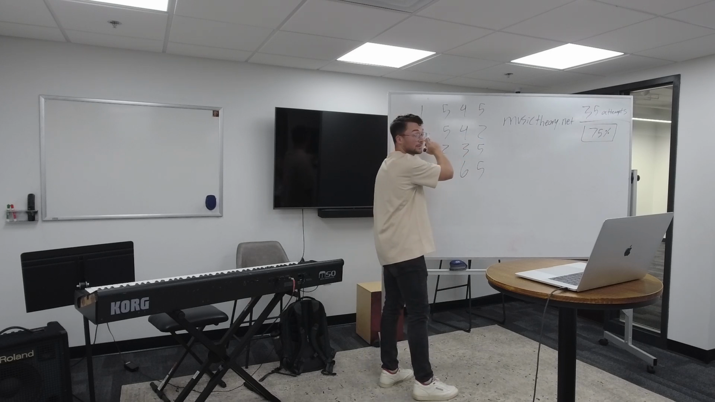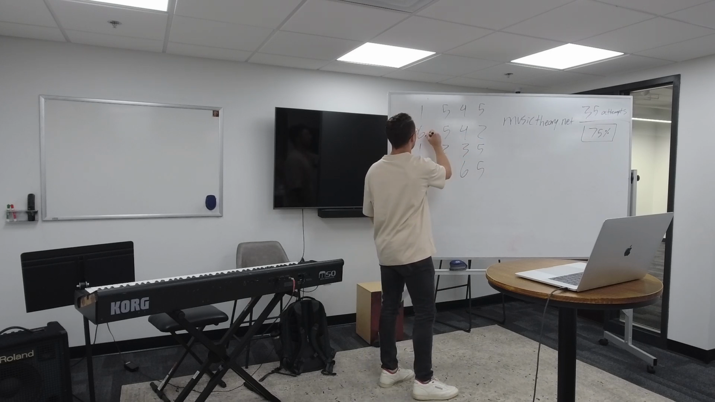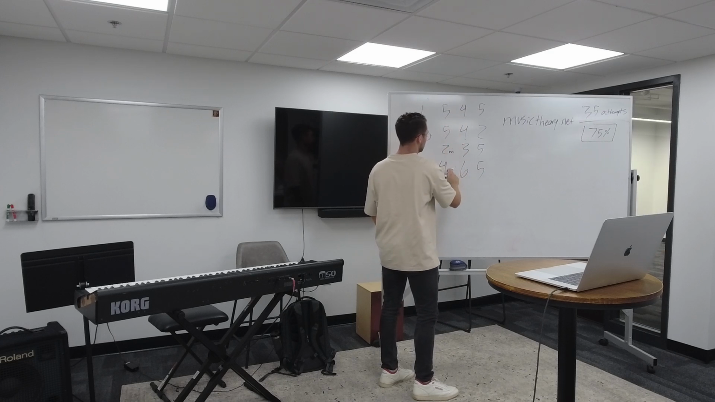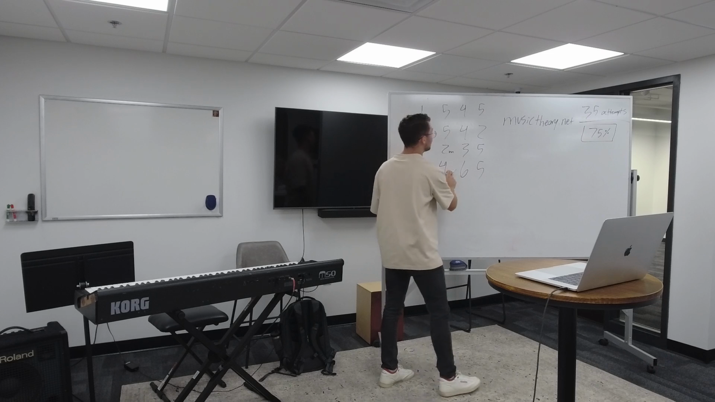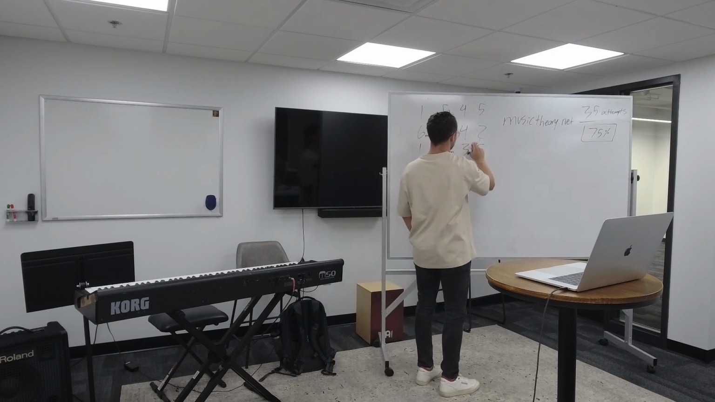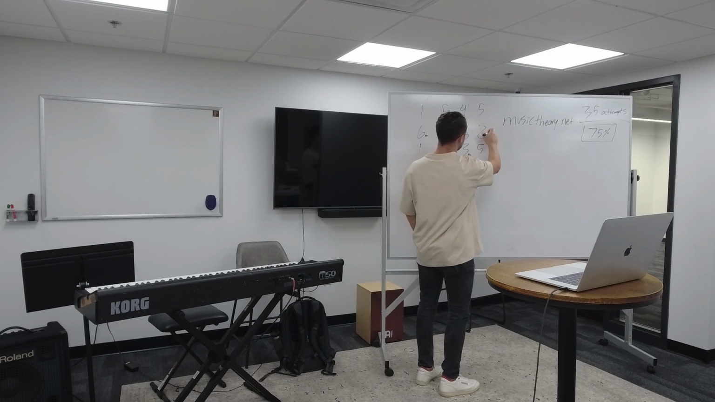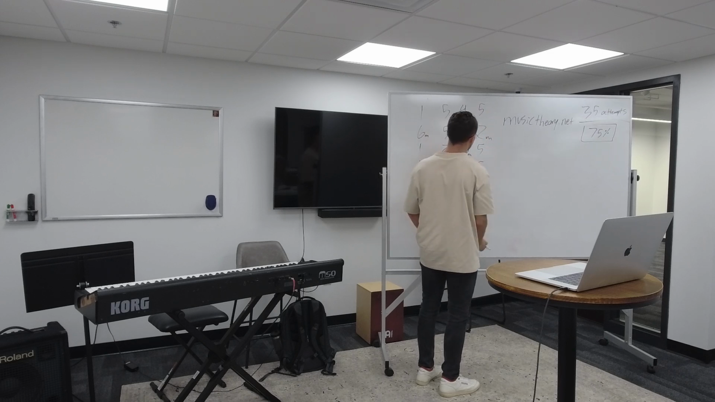Is the 6 major or minor? Minor. 5, major. 2, minor. 4, minor? Major. Whoa. Yeah, 4 is major. So major, major, minor. 3, minor. 6, minor. 5 we've already said is major. 2 is minor. Great.